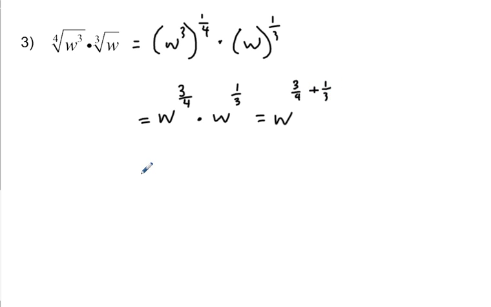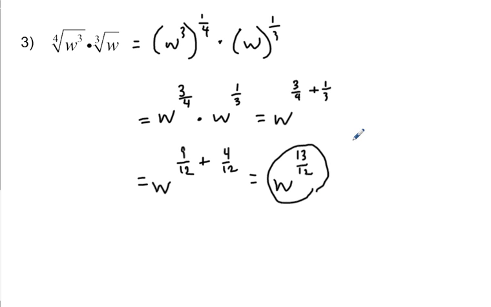So we have w to the 3/4 plus 1/3 power. We can't add the fractions the way they are because they have different denominators. The least common denominator of 4 and 3 is 12, so we rewrite both with denominators of 12. To rewrite 3/4, we multiply the top and the bottom by 3, which gives us 9 over 12. And we multiply the top and the bottom of 1/3 by 4, which gives us 4 over 12. So we wind up with w to the 13/12 power. And there we have the 3 examples using rational exponents and nth roots.